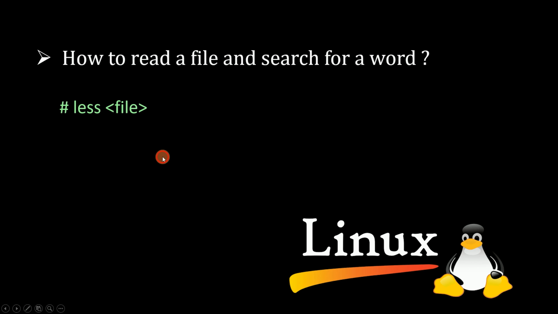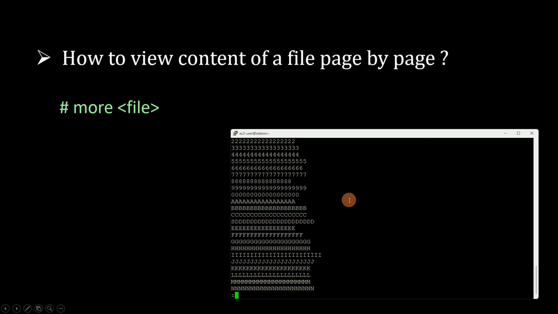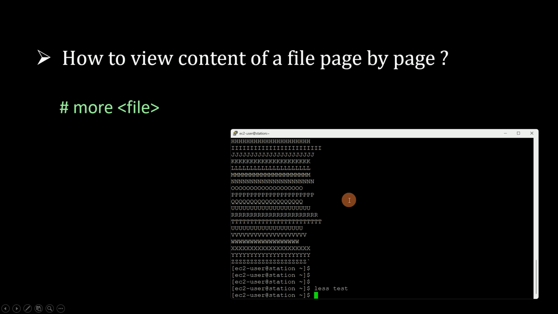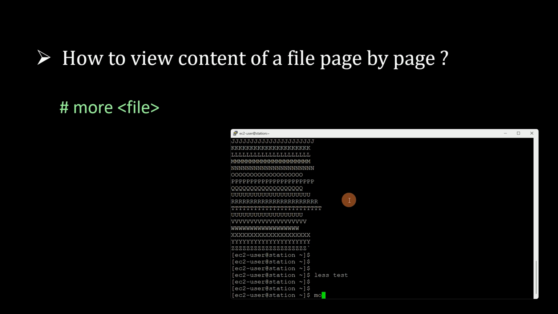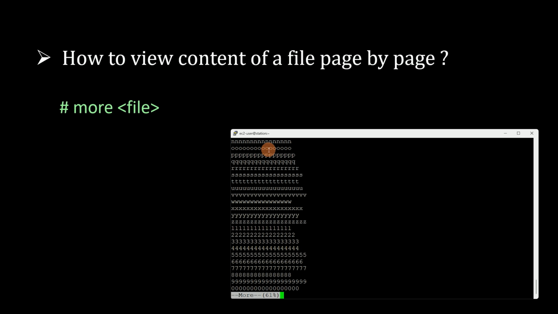Now our next question: how to view the content of a file page by page? For that we have the more command. So we will perform the action on the same file. Just to get out of the less command, you can type q. So now more and then the file name, testfile. You can see you are at M. If I hit space, you will be on the next page, N, right? Now this page is starting with N and ending with O.